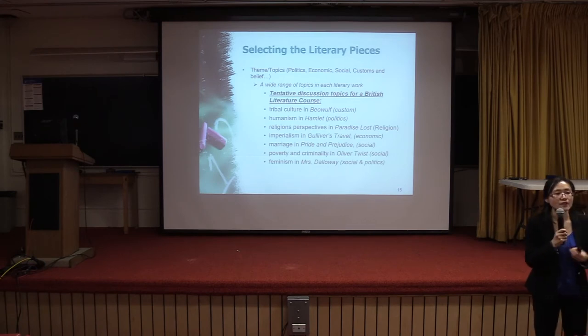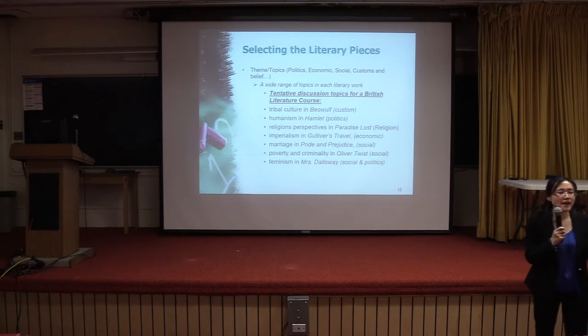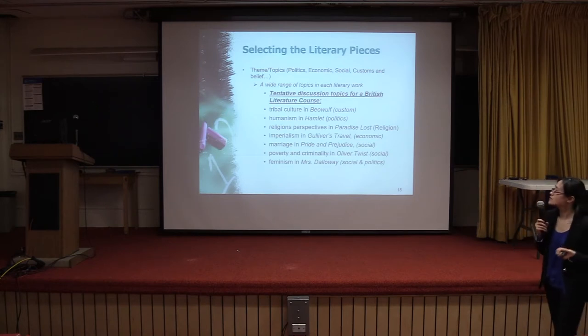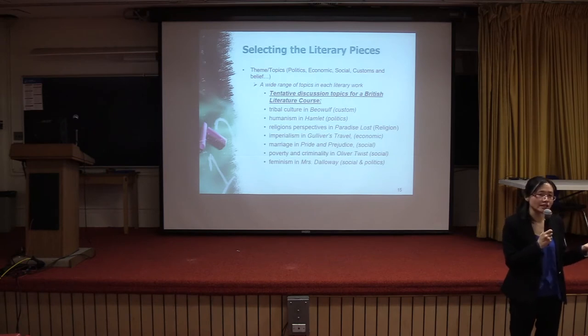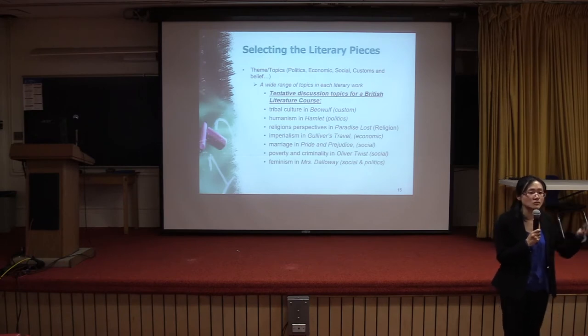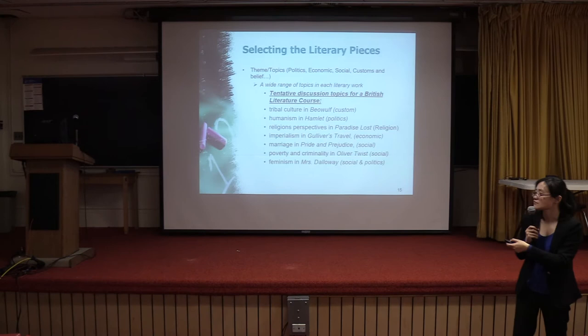For example, if you are reading British literature, you are reading Beowulf, and you can choose the tribal culture in Beowulf. Another one, if you are choosing Paradise Lost, you can choose the religious perspectives in Paradise Lost. You have a lot of flexibility to choose any cultural topic you are interested in. You just need to follow the procedures using cultural criticism to develop your lessons and to form your own literary responses.